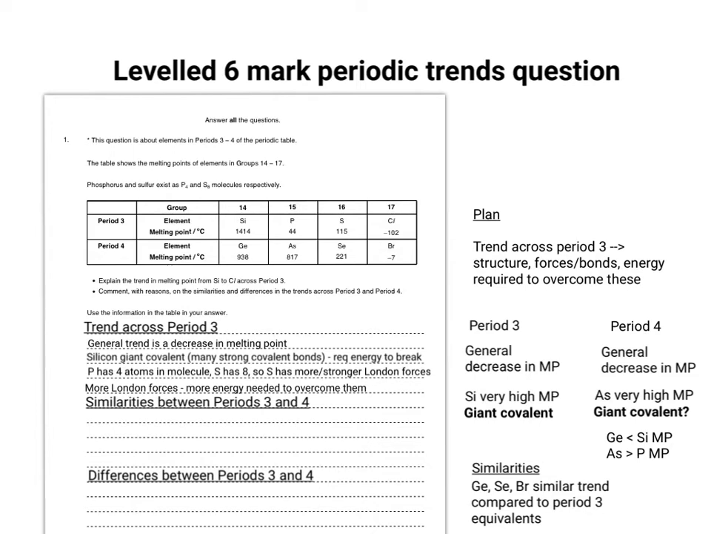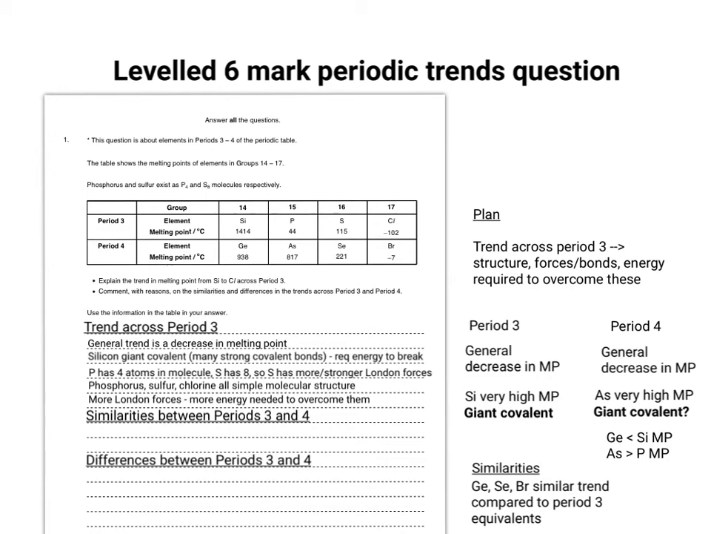In terms of similarities between periods 3 and 4, just going back to the trend across period 3, phosphorus, sulfur and chlorine are all simple molecular structures. I'd forgotten to put that one in. So for similarities between periods 3 and 4, you'd need to think about germanium, selenium and bromine all following a similar trend, with a lower melting point than their period 3 equivalent. And differences would be that arsenic has a much higher melting point than its period 3 equivalent, phosphorus, of course, suggesting arsenic might be a giant covalent structure.